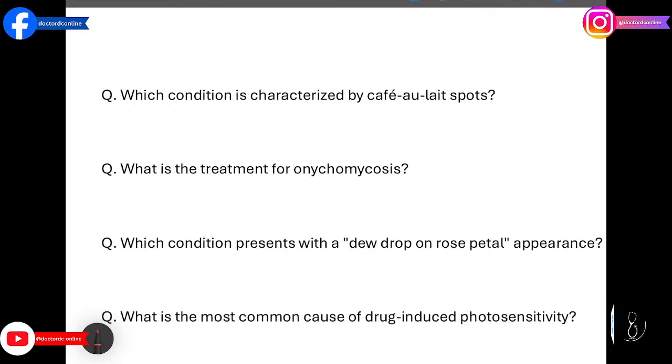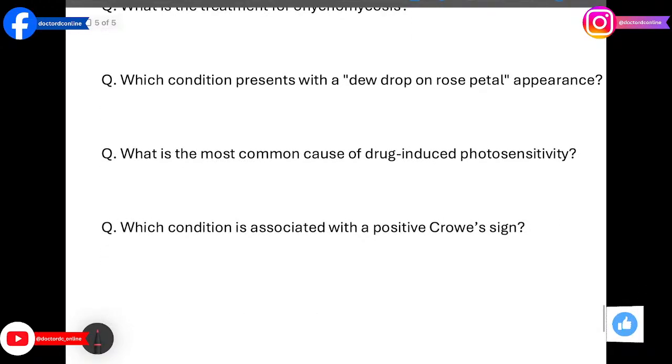Which condition presents with the dewdrop on a rose petal appearance? Chickenpox, varicella. Vesicles on an erythematous base are characteristic of this viral infection.